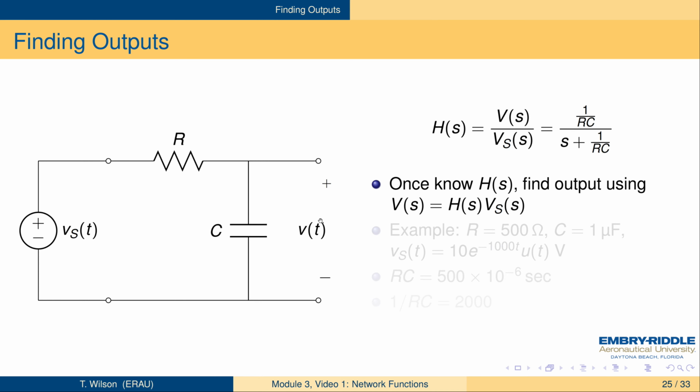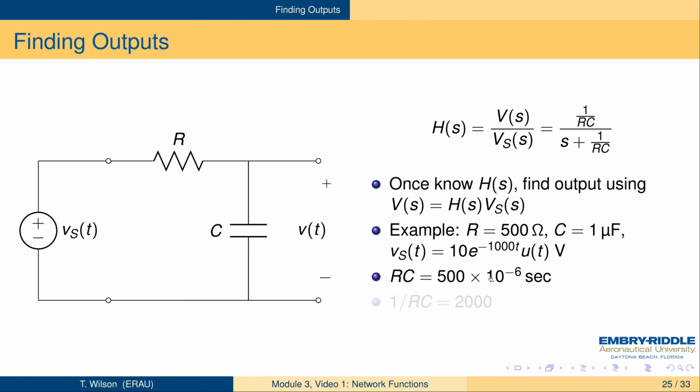So we know the output in the S domain is V of S. We know the output over the input is 1 over RC over S plus 1 over RC. So let's see, we have some specific examples here. So we had a 500 ohm resistor and a 1 microfarad capacitor, and the input is 10 e to the minus 1000t volts, u of t, because the input is 0 for t less than 0 to get zero state response. So our RC is 500 microseconds, and 1 over that is 2000.